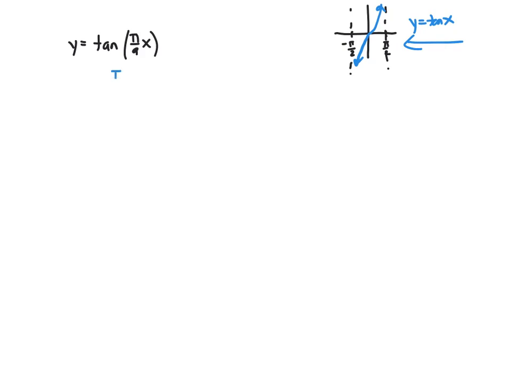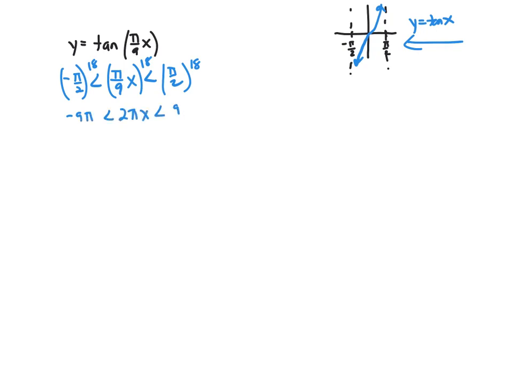And the way you do that, you take pi over 9 x and put it in between negative pi over 2 and pi over 2, the domain. Now clear your fractions by multiplying everything by 18. I'm trying to get x in the middle. So I'm clearing my fractions. And that's going to be negative 9 pi is less than 2 pi x is less than 9 pi.